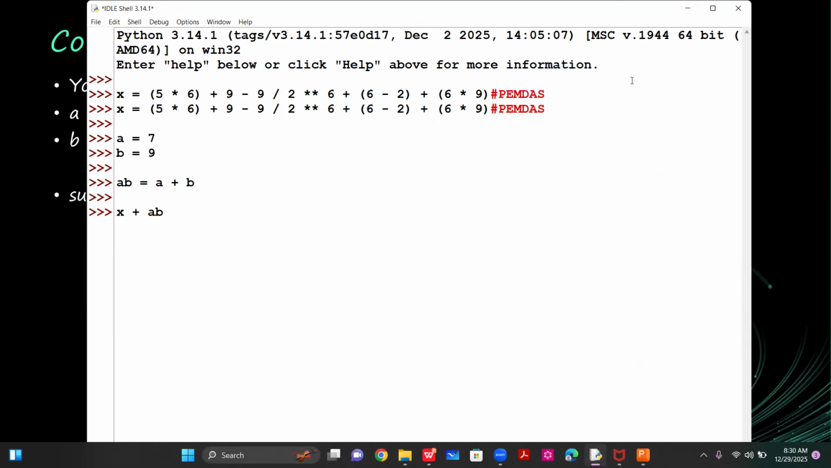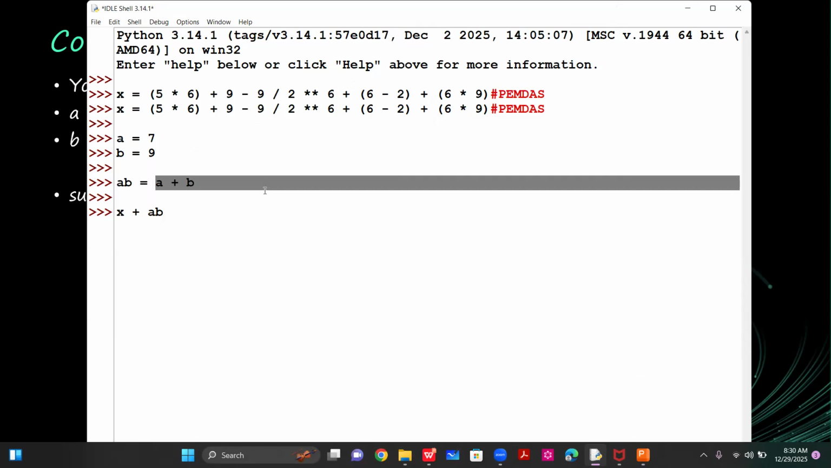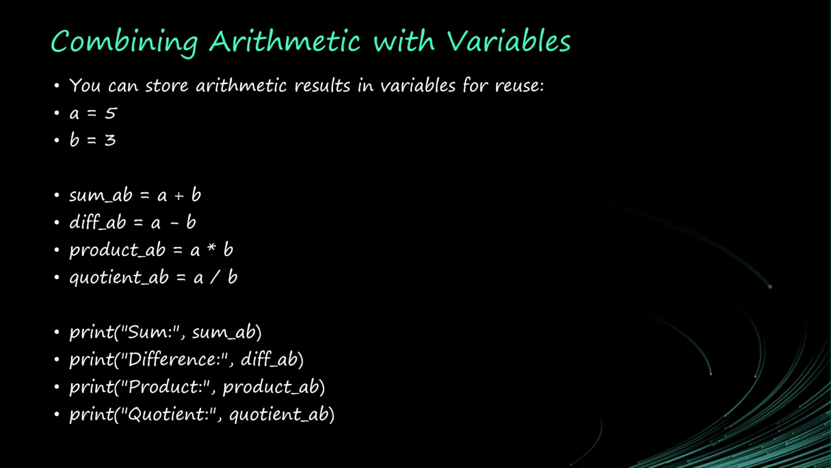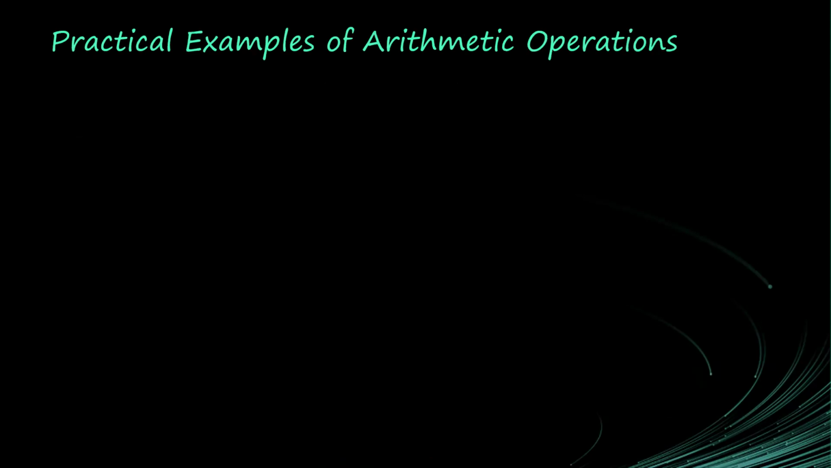So you can see now that I am reusing AB, which is actually storing the result of this arithmetic operation. Instead of saying A plus B, A plus B every time, I have done the A plus B, stored the result in AB, and I'm using AB anywhere I want to use it. All right. So this is you using arithmetic with variables. You can use any of the arithmetic operations and it works the same.